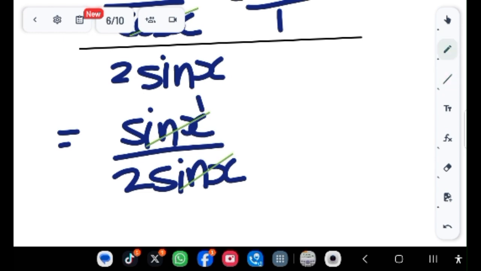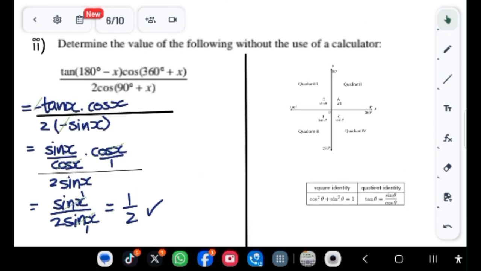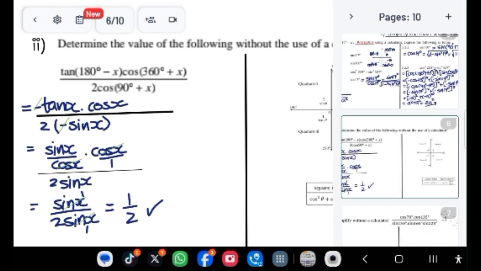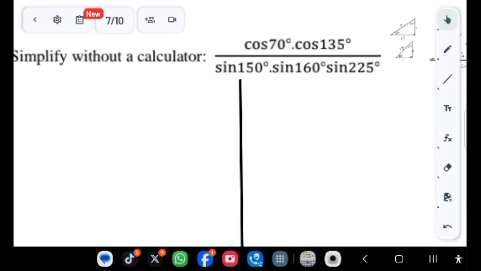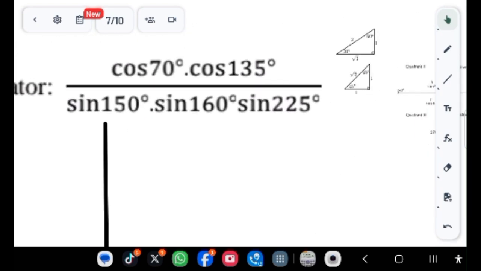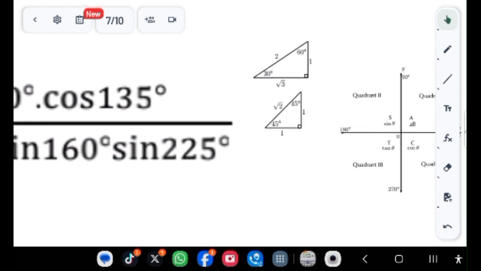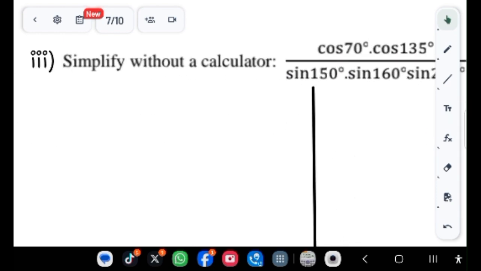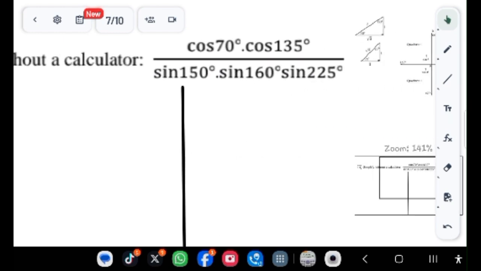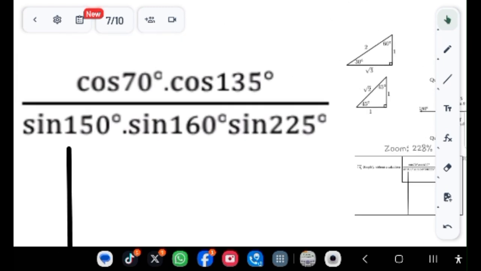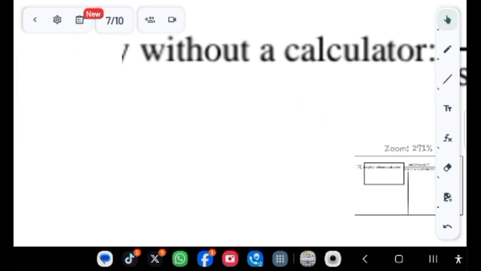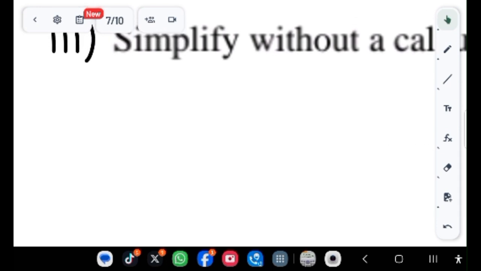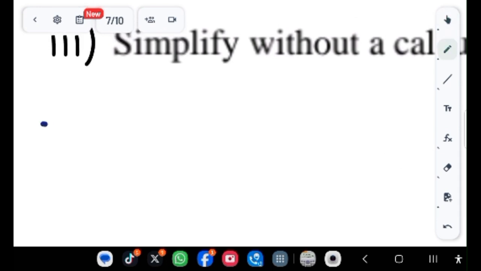It goes once, and that leaves us with 1 over 2. And that is how you simplify that without a calculator. The third type is when you've got angles that will eventually turn into special angles that you can use the special angle triangles and the CAST diagram to work out. So let's do that. Let's write all the compound angles in terms of a combination of your special angles with the 180 or 90 or whatever the case may be.